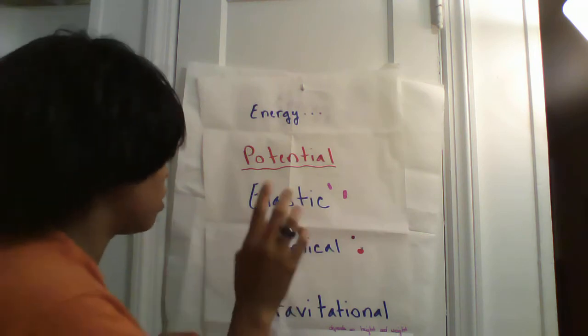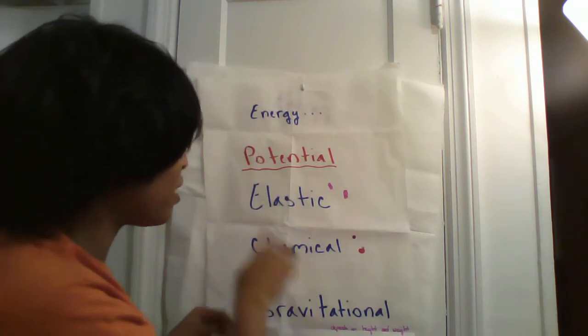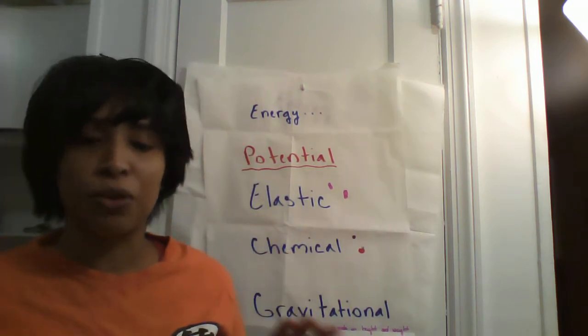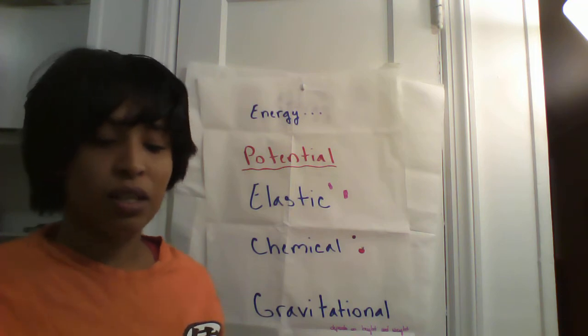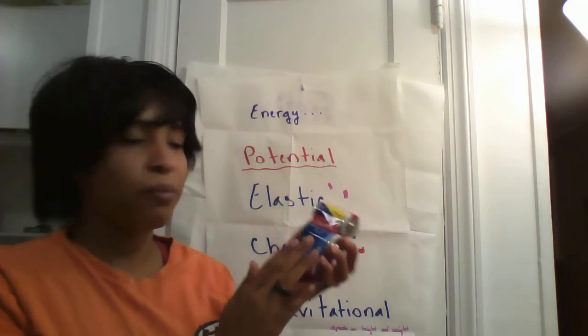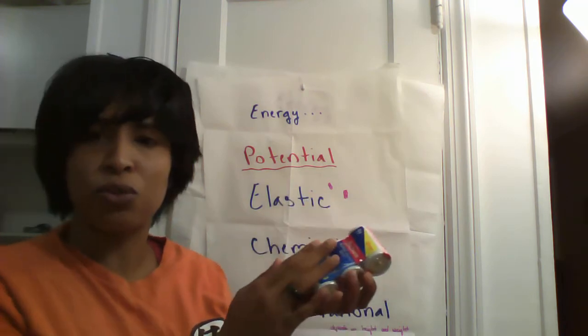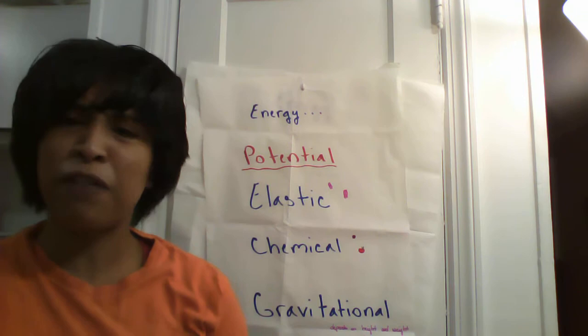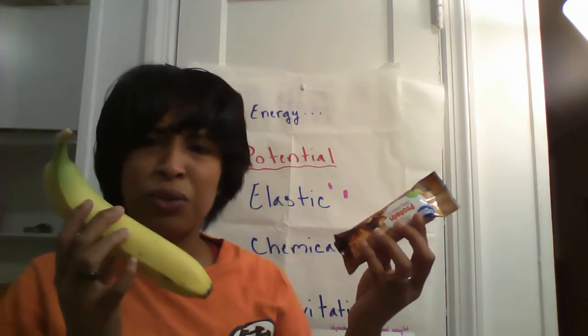Now we're on chemical energy. Chemical energy is energy that's stored in chemical bonds. Let's think of batteries. There's energy stored in here. Yeah, energy stored in batteries. We know batteries. But also food. We have energy stored in food.